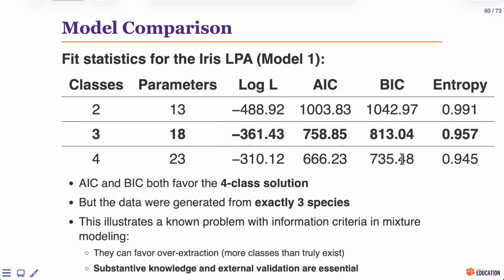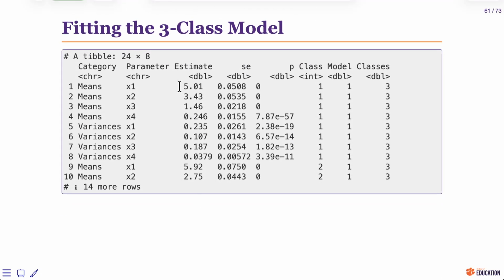And this is actually a known problem with information criteria and mixture modeling. They often favor over-extraction, or more classes than truly exist. These are sometimes called spurious latent classes. This happens almost all the time. And in part, it's because some of the assumptions of our model aren't correct. Remember, in model 1, we assume the variance of each variable is equal across classes and that there's 0 covariance among variables within class. So this is a good example of a problem that is well known in mixture models themselves.